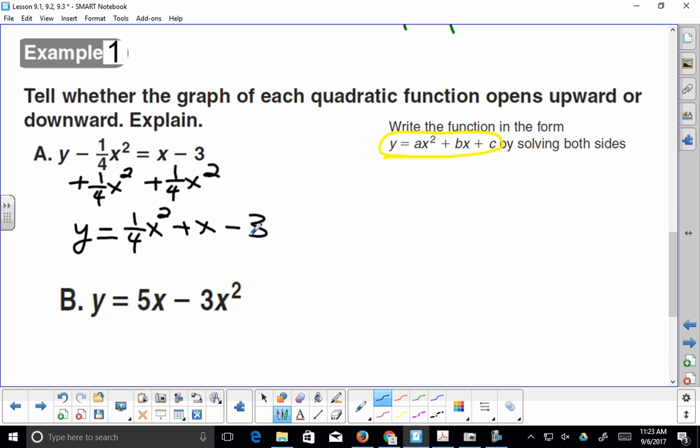So what is the value of A then, Blake? What's the value of A? What do you mean, Blake? What's the value of A? Okay, it's 1/4. So A equals 1/4. Since that's a positive number, it's greater than 0, then it opens up.